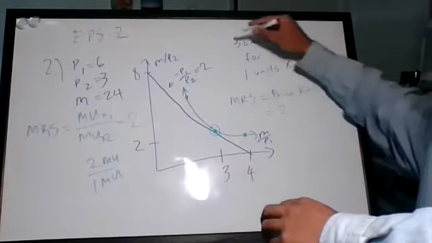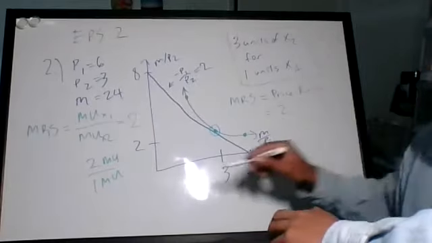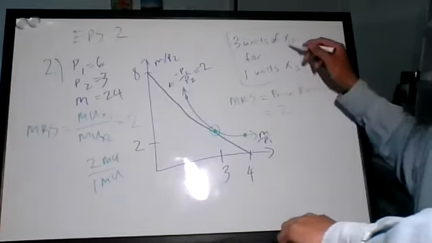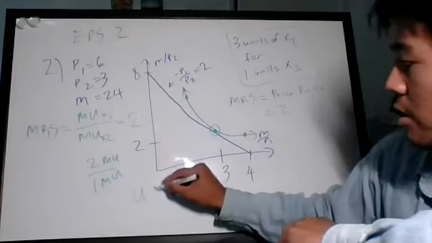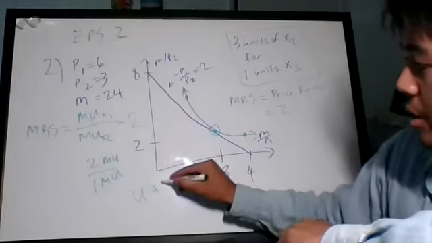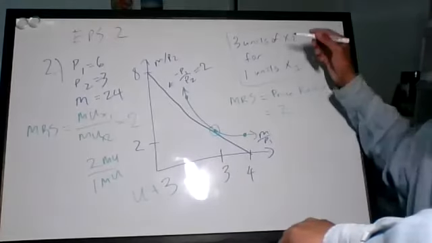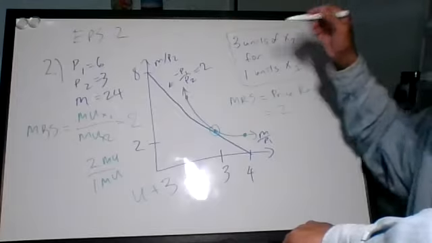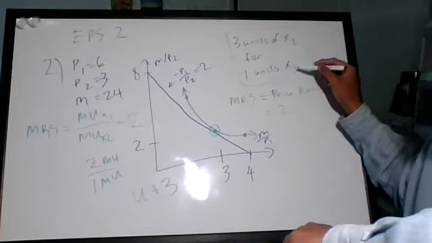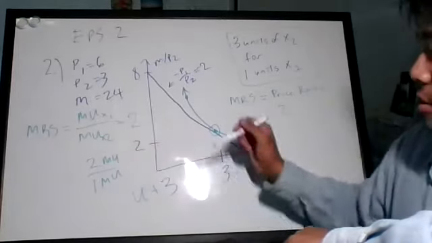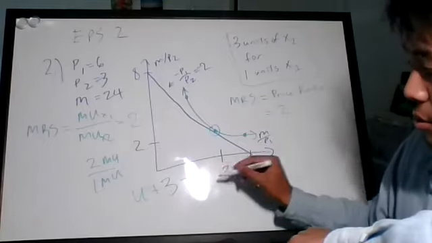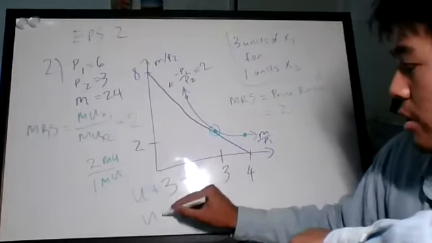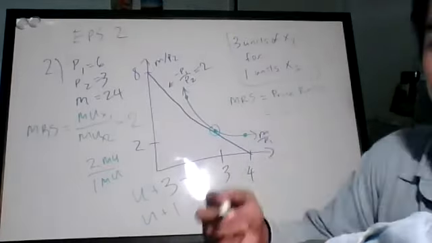Now, the reason why this person is willing to make this trade is because this person is going to receive 3 units of good 2, which means that utility goes up by 3 as a result of receiving 3 units of good 2. And when they give up 1 unit of X1, they're losing 2 utility, so their utility is going to go down by 2. But the net result is utility going up by 1 as a result of this trade.